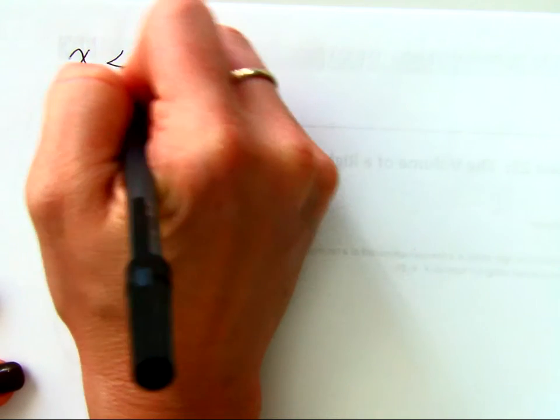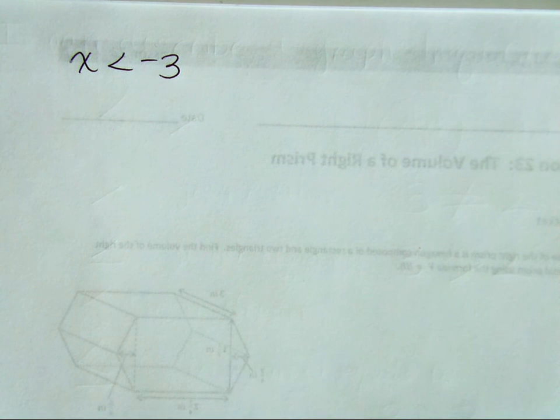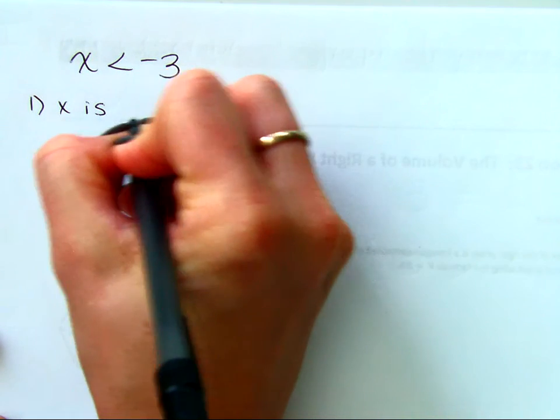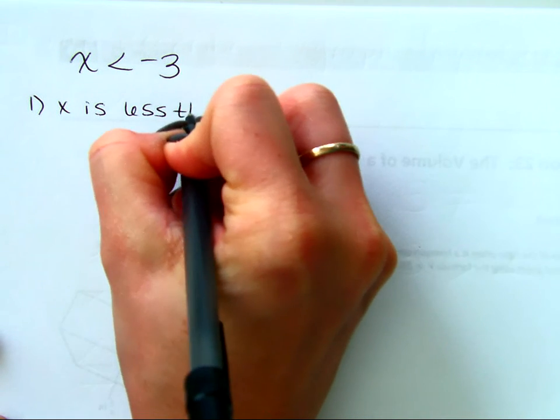Okay, things kind of get a little crazy when we start to talk about negatives. And this is where your number sense and your familiarity with the number line really comes into play. So first, X is less than -3.